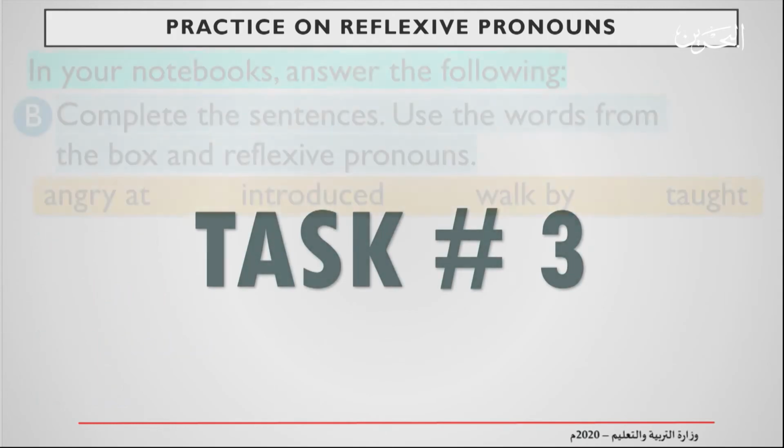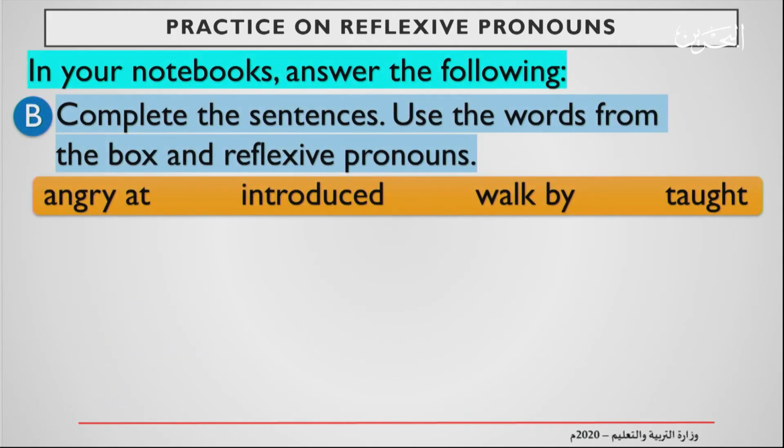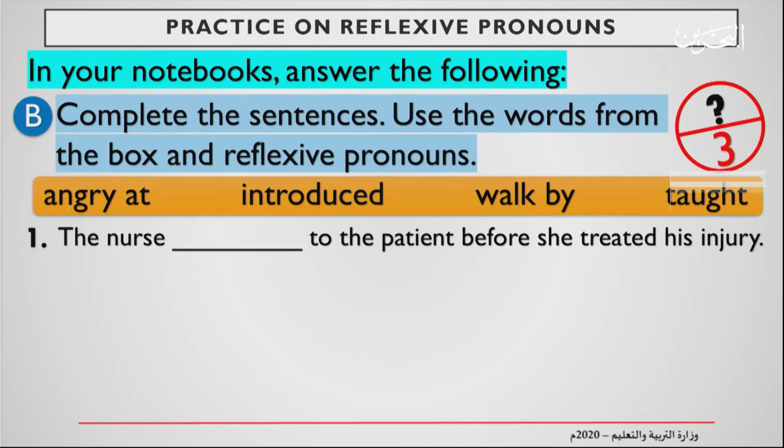Task number 3. In your notebooks, answer the following. B. Complete the sentences. Use the words from the box, this box, and reflexive pronouns. You have a mark of 3. The first one. The nurse gap to the patient before she treated his injury. You have to use one of them, and let me show you. You say, introduce herself. The nurse introduced herself.